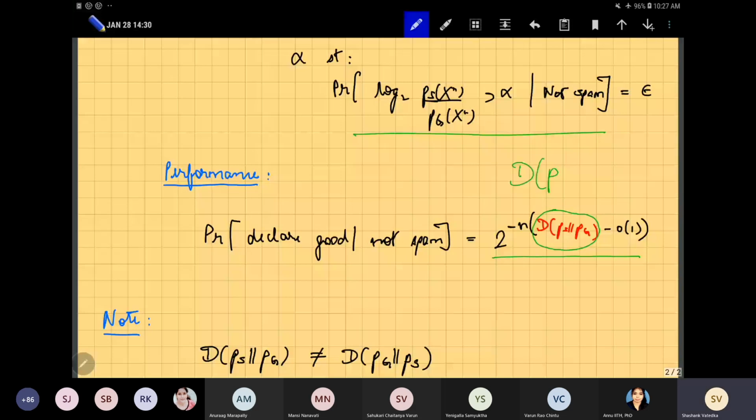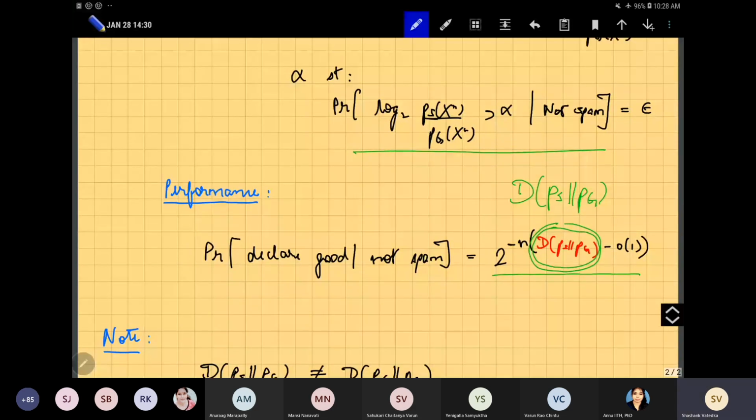So the KL divergence turns out to be the error exponent for classification. So the maximum possible error exponent that you can achieve... note that if this exponent is large, then the probability of error is small because of this negative sign over here. So the largest possible exponent that you can achieve turns out to be equal to the KL divergence between the two distributions. Okay. Any questions?